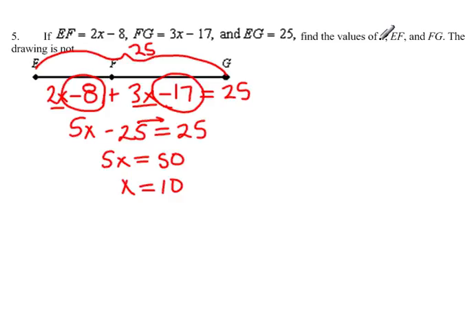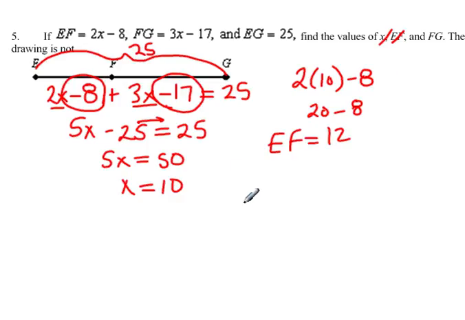That's x. Notice it tells us to find the values of x. We've got that one taken care of. EF. Well, EF is 2 times x minus 8. So 20 minus 8 gives us 12. So we've got that one.